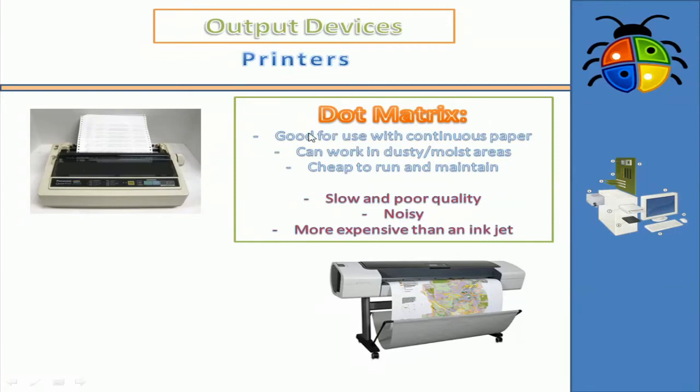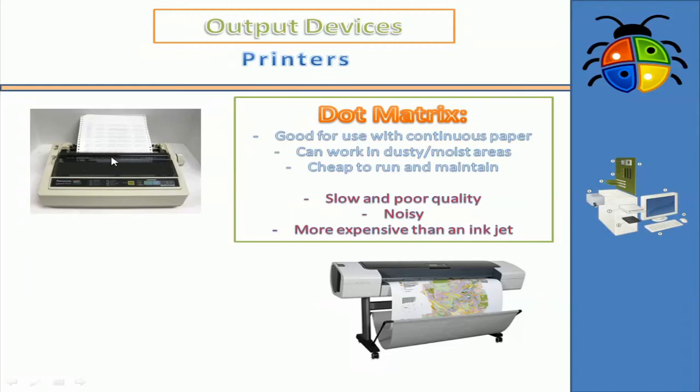So a dot matrix printer is good for use with continuous paper. The good thing about this is, as you can see here, it's not A4 paper that it uses, but a continuous stack. So you can feed in paper from a box, and it will keep going and keep going. So you don't have to keep coming back and looking at it to see what's going on. It can print out continuous sheets, which can be more effective than having things on separate pages. It can work in dusty and moist areas. So this is quite a robust little printer.